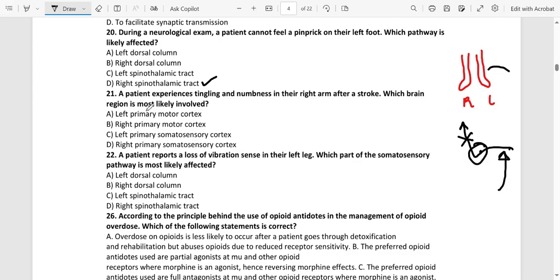And then number 21 is saying, a patient experiences tingling and numbness in their right arm after a stroke. Which brain region is most likely involved? Left primary motor cortex, right primary motor cortex, left primary somatosensory cortex, right primary somatosensory cortex. So remember again, the problem is the right arm. So which part of the brain do you think has been affected? Any thought?